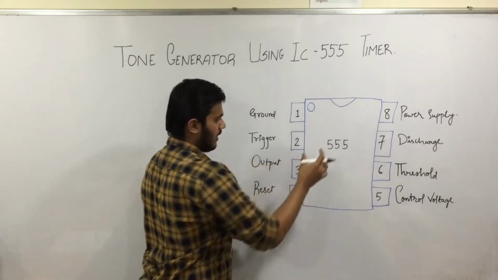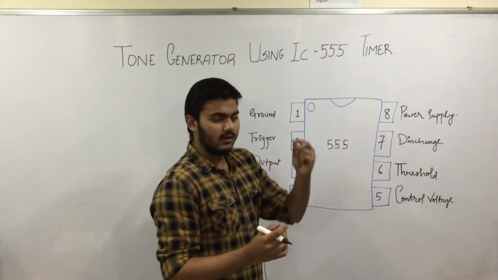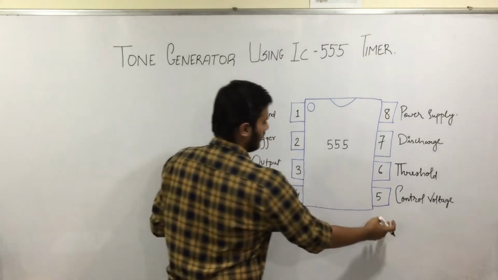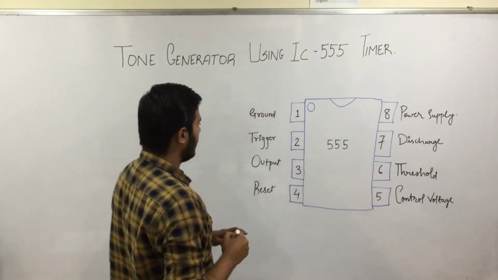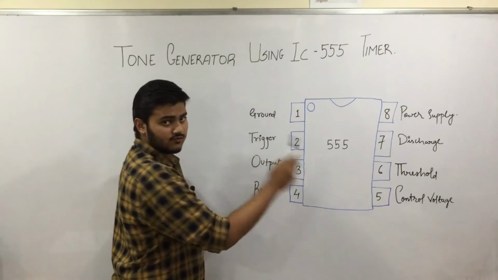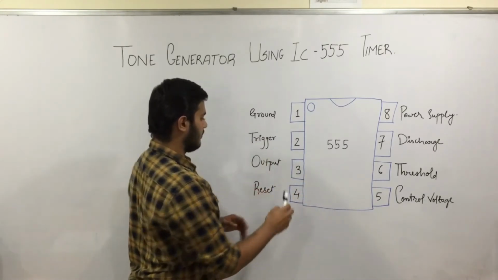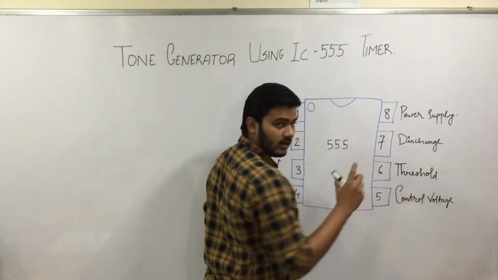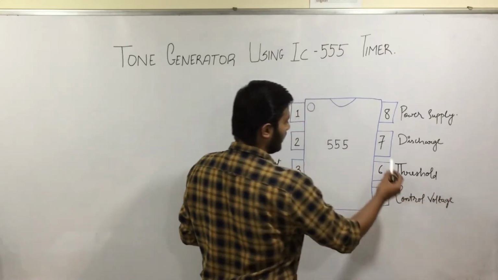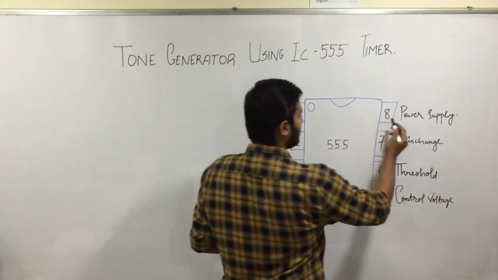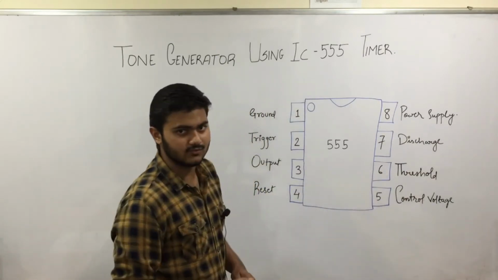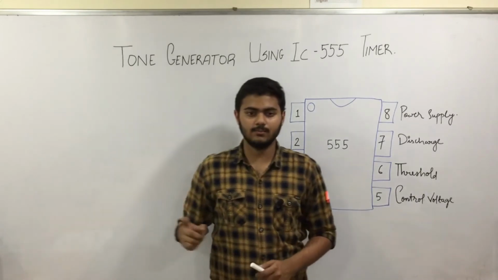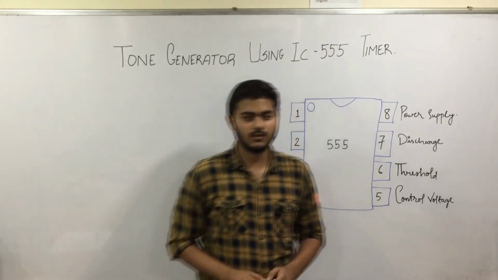If we keep the small hole on the left hand side, the numbering goes like 1, 2, 3, 4, 5, 6, 7, 8. The first terminal is for ground, the second for trigger, the third for output, the fourth for reset, the fifth for control voltage, the sixth for threshold, the seventh for discharge, and the eighth for power supply, which is also known as plus VCC.